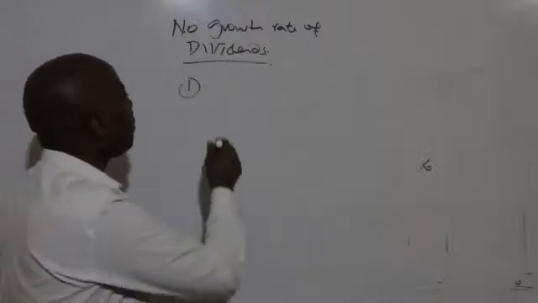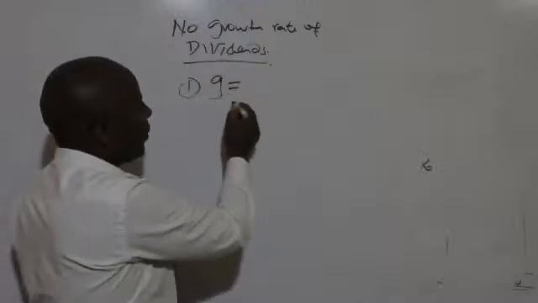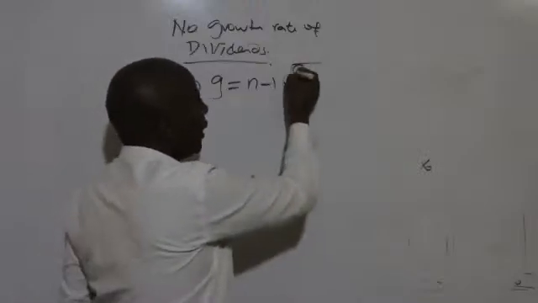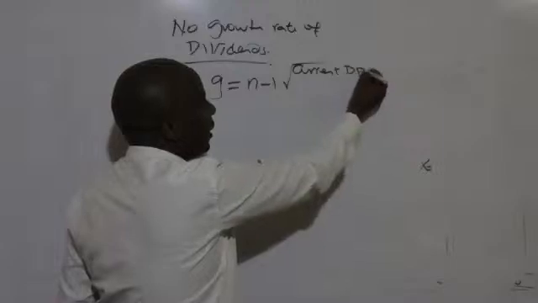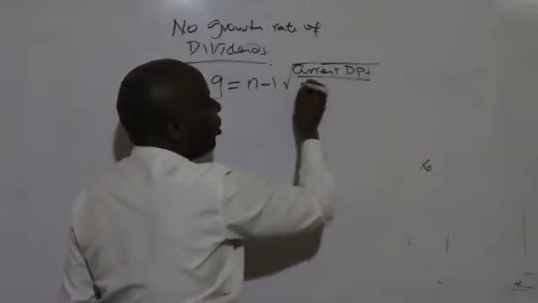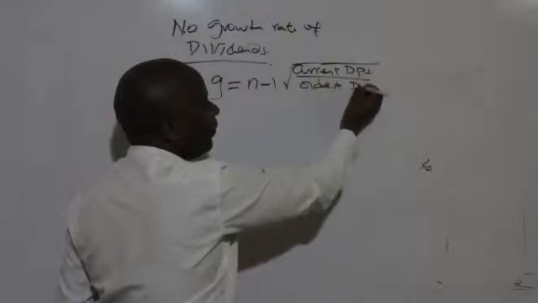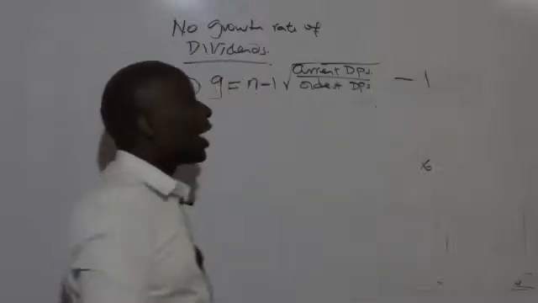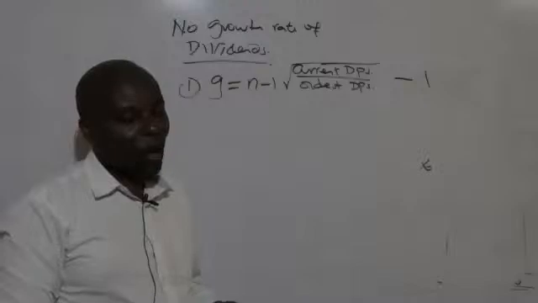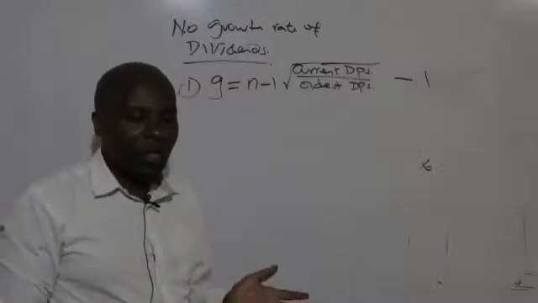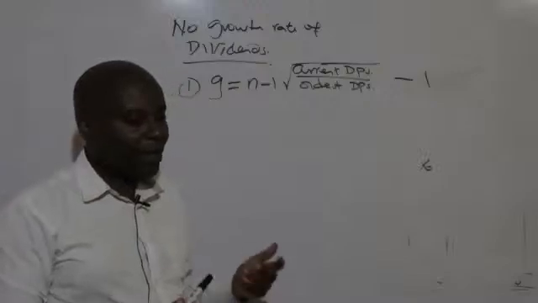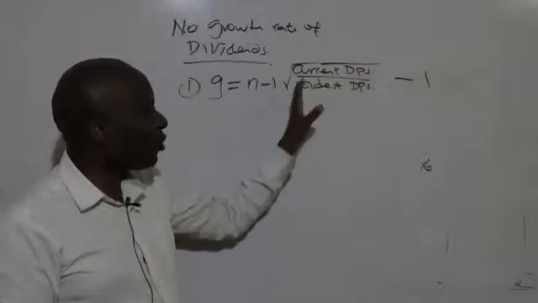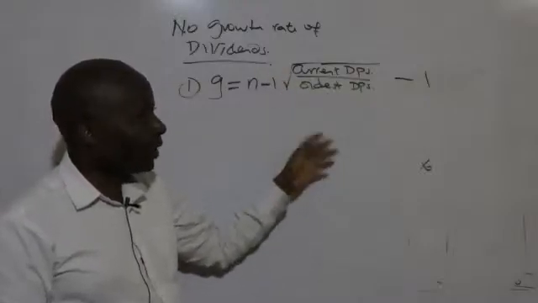One of the ways, I want to believe you still remember this, is that our G will be equal to n minus 1 into the current DPS, all over the oldest DPS. And then at the end of the day, we'll subtract 1. Remember, N stands for number of years. So G equals the n minus 1 root of current dividends over oldest dividends, minus 1.